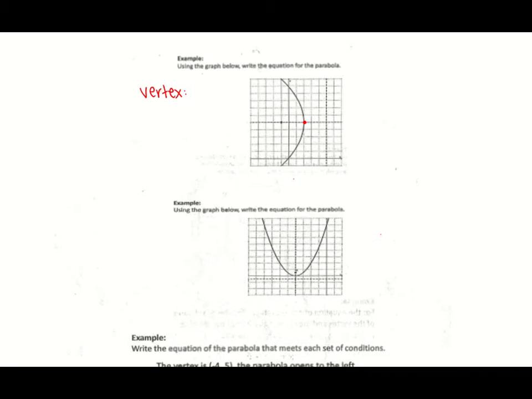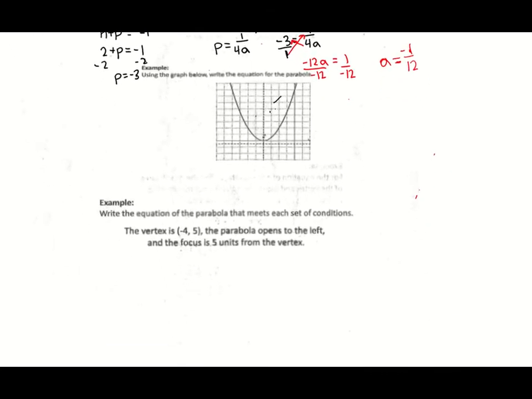Okay, let's look at the next one. Using the graph below, write the equation for our parabola. Again, I'm going to start with my vertex and my focus. This is my x-axis right here, this is my y-axis. My vertex is right here. If I count over 1, 2, 3, 4, my vertex is (negative 4, 0).